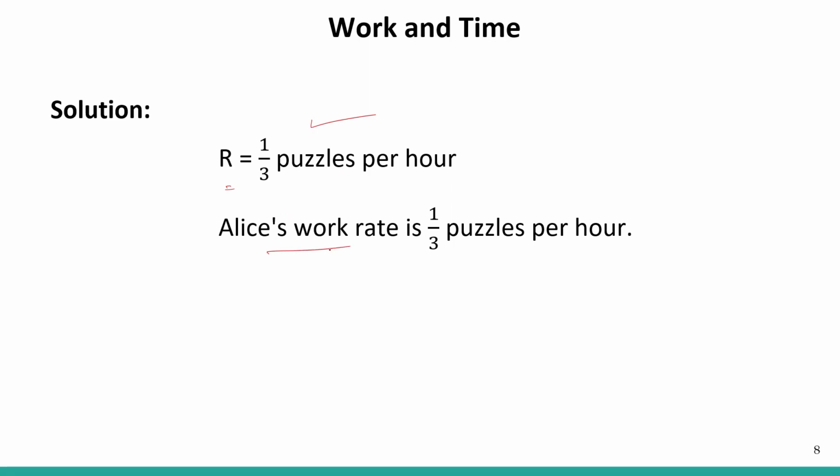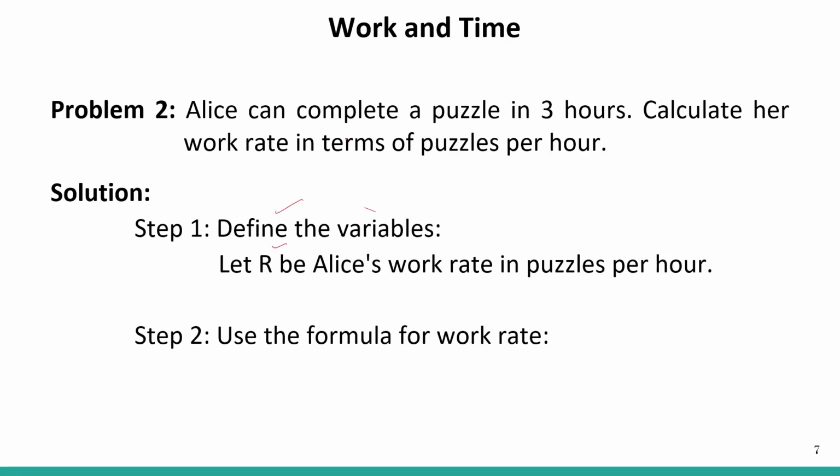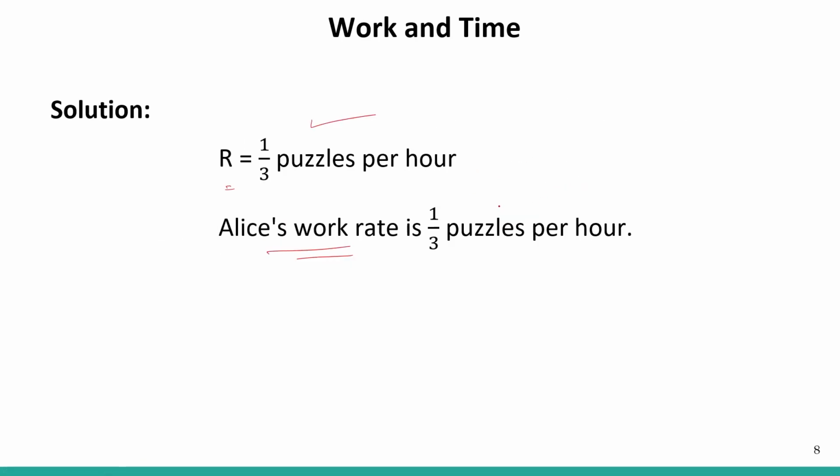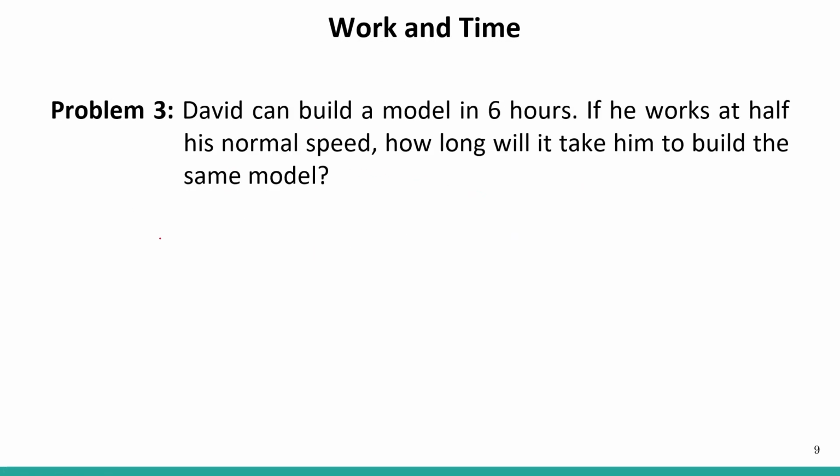So Alice's work rate is 1 by 3 puzzles per hour. So if Alice can complete a puzzle in 3 hours, her work rate in terms of puzzles per hour will be 1 by 3 puzzles per hour. Okay, so let's see problem number 3.